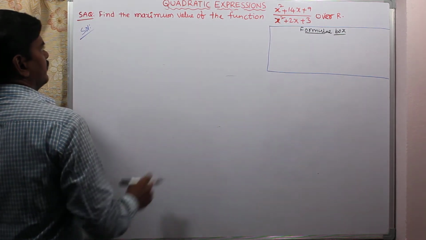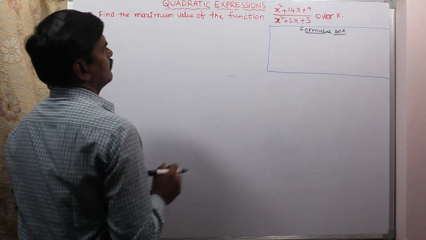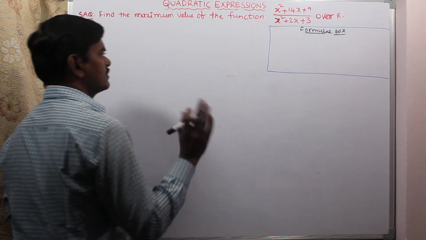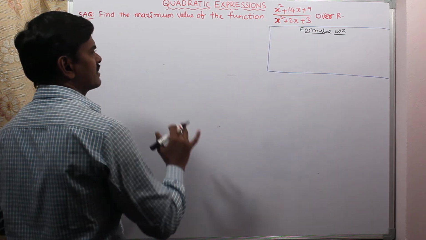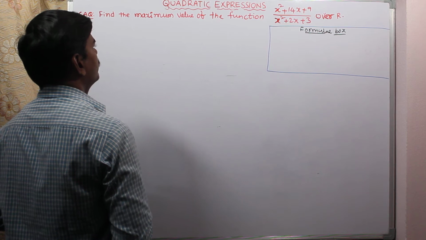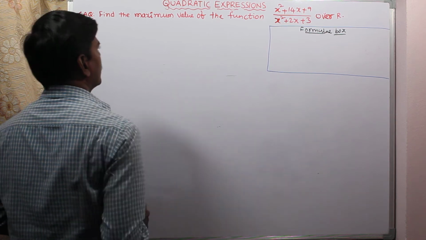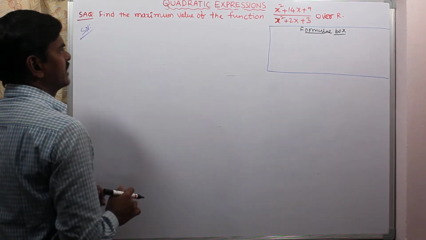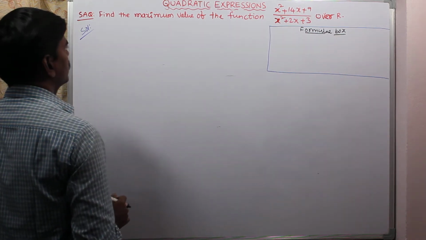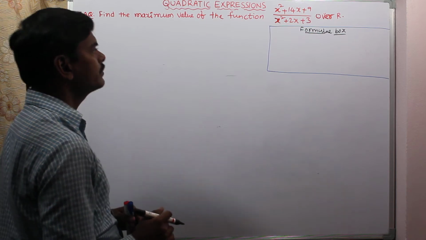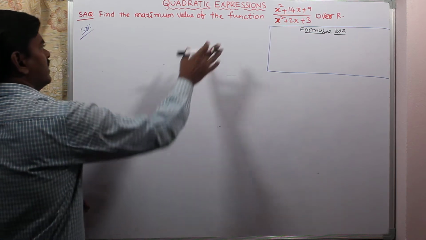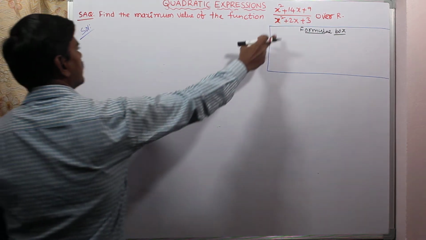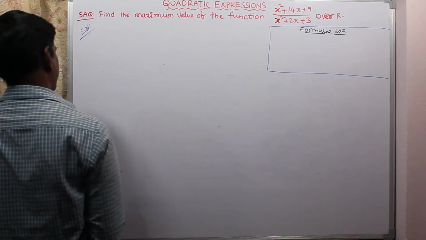So finding the maximum value is nothing but finding the range of this function, because range consists of both the maximum value as well as the minimum value. So this is the range problem. As I told you, range problems in quadratic expressions are very important. We are going to get one range problem for sure. Every range problem begins with naming. You have to give a name, something like y.